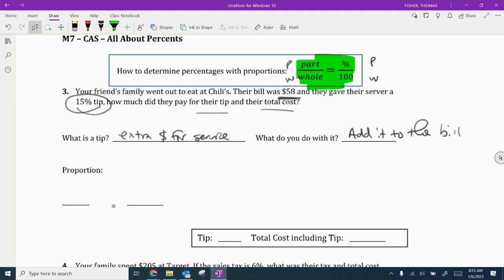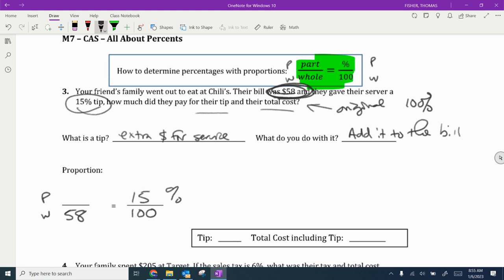So for the proportion, again, it's going to be part over whole, percent out of 100. So we're going to figure out all those pieces. The whole thing we said was the original amount. The original is always 100%. So the original is $58. That's the whole thing. And we are given the percent. So 15 has to go above the 100 because that's percent out of 100. And then we don't know the part. We don't know how much 15% represents.